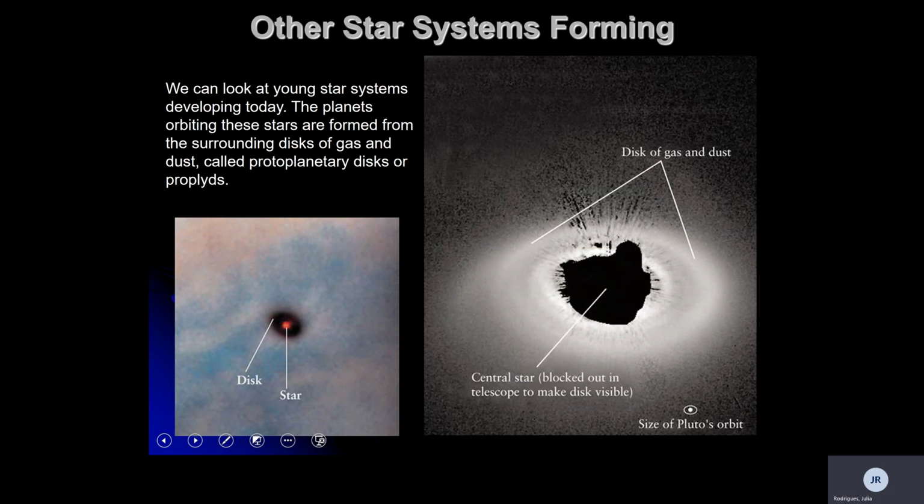Okay, and just talking a little bit about other star systems forming. We can look at young star systems that are starting to develop today, and you can see that that is how we created our solar system here. So the planets orbiting these stars are formed by surrounding disks of gas and dust. That should sound familiar. And those are called protoplanetary disks, or proplyds. So that is what is the starting of star systems here, which is important to notice in the comparison here.